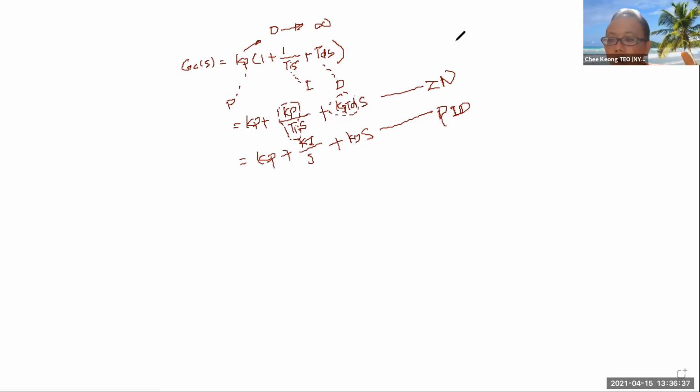Increase your gain, and if you remember, your damping ratio will change. As one example, as we increase our KP, your zeta will change from 0 to between 0 and 1, then it will change to 1, and then finally it will be greater than 1.